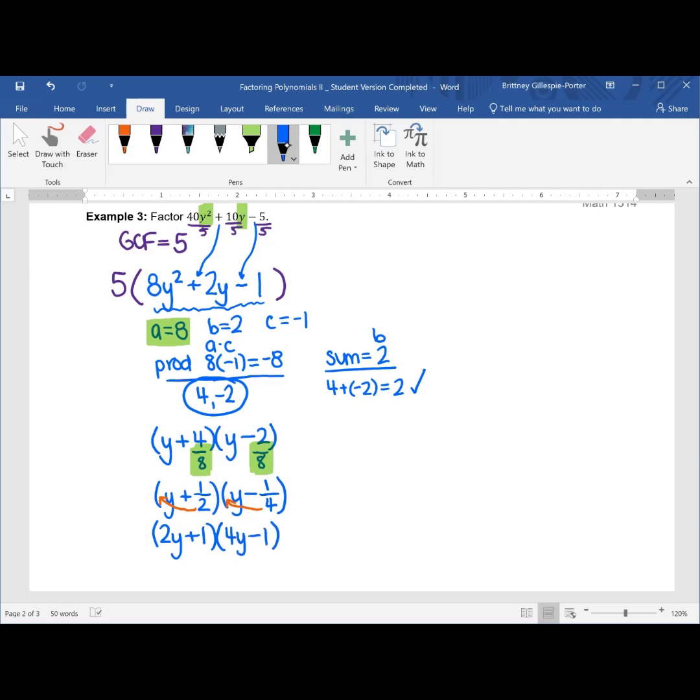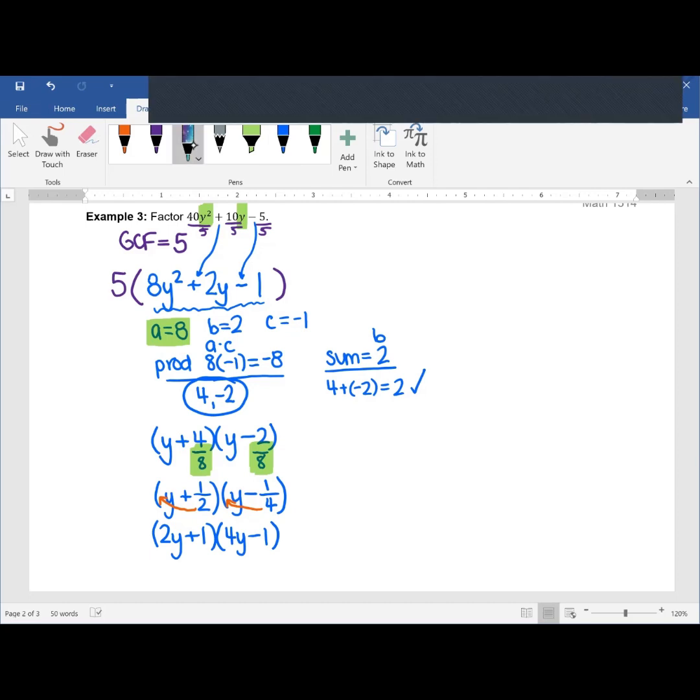We're not going to circle that as our answer because we're missing one thing. You got it. We are missing that GCF we originally took out. You need to have that GCF in your final answer. Otherwise, it will be marked incorrect.